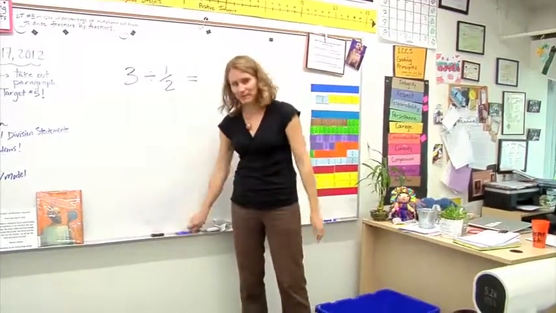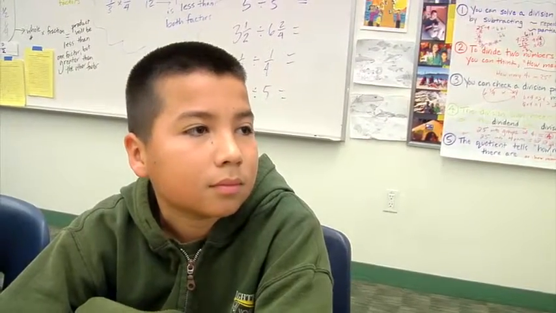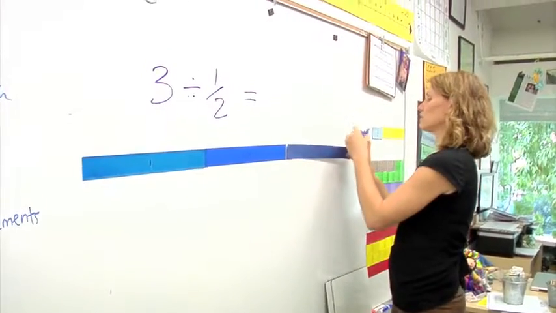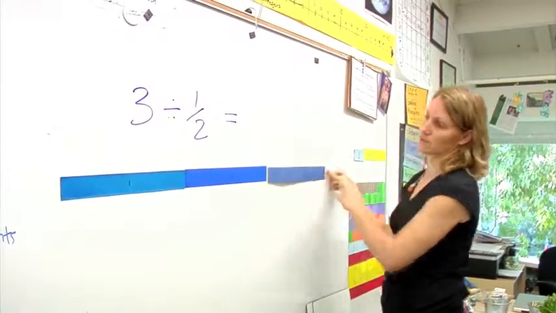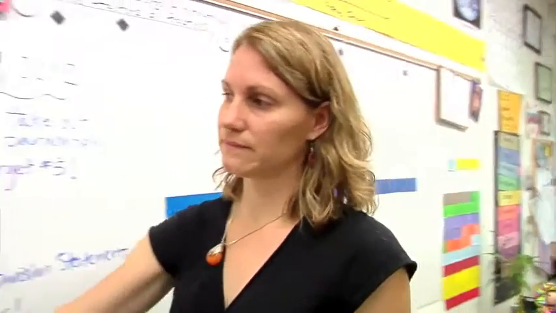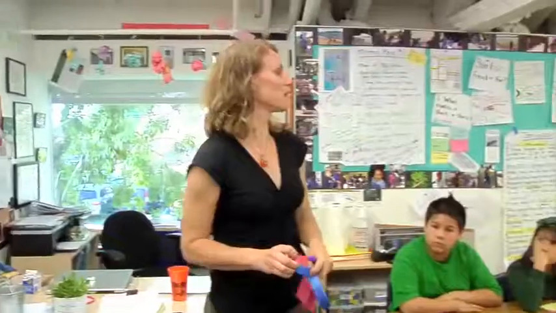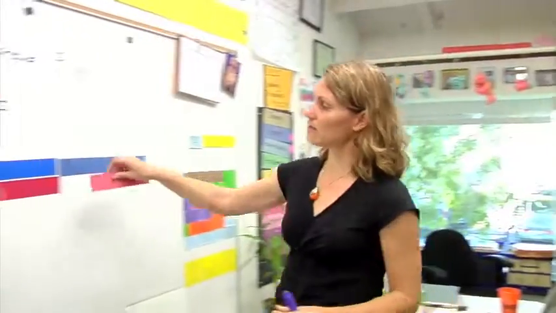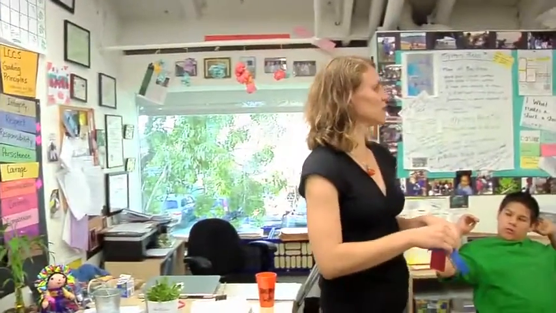All right. So I'm going to take out our fraction kit pieces. So we're going to try to make sense of this problem by, let's model. So if we were to do 3 into groups of 1/2, by looking at this model, I want you to look at this model and talk to your partner. 3 into groups of 1/2. How does this model help support your idea or change your idea?